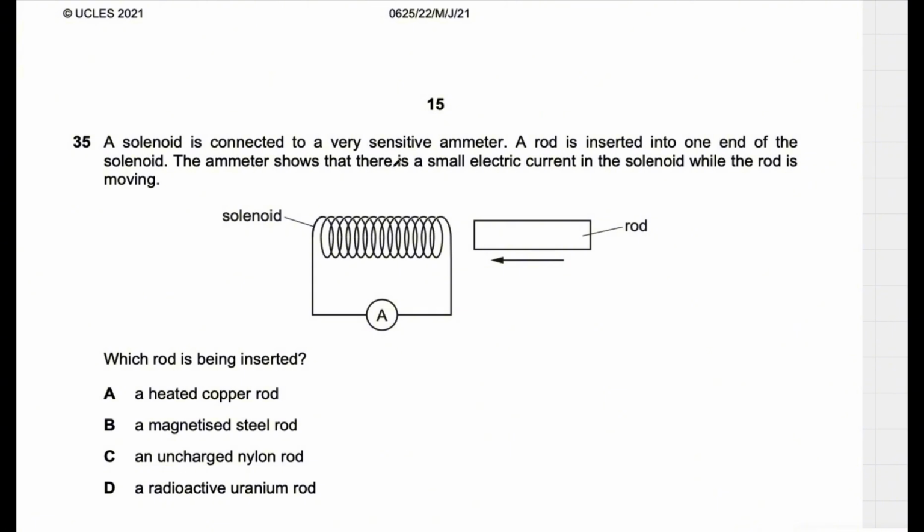A solenoid is connected to a very sensitive ammeter. A rod is inserted into one of the ends of the solenoid. The ammeter shows that there is a small electric current in the solenoid while the rod is moving. Now which rod is being inserted? A heated copper rod? No, copper is not a magnetic material. A magnetized steel rod? Yes. An uncharged plastic rod? No. A radioactive rod? No. These are not magnetic materials. The only magnetic material that can generate current when it enters a solenoid is a steel rod.